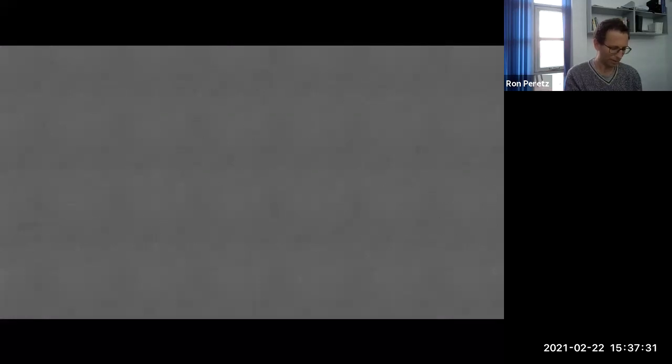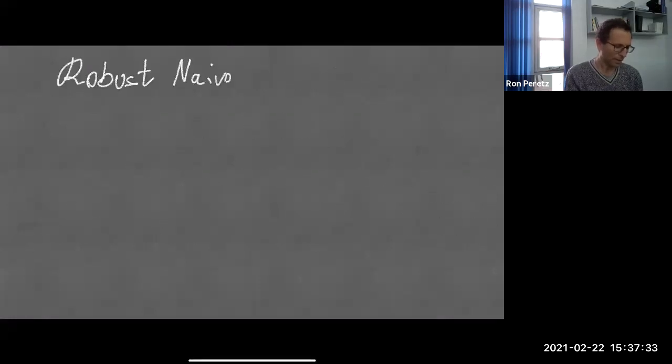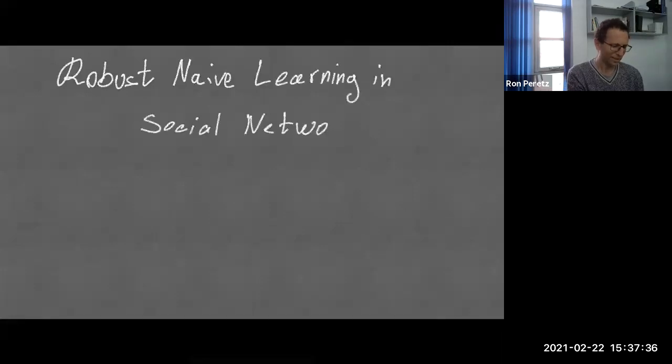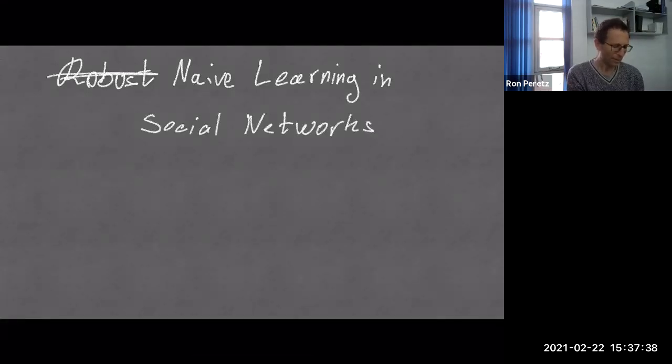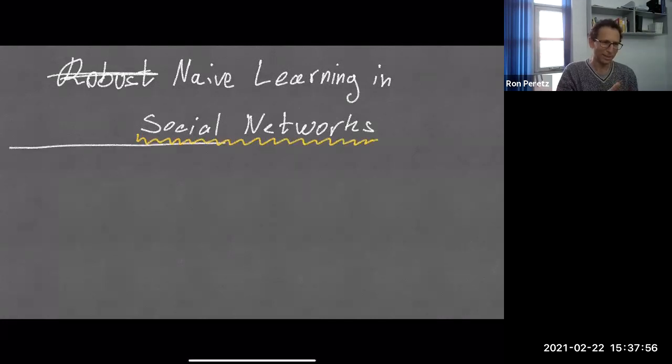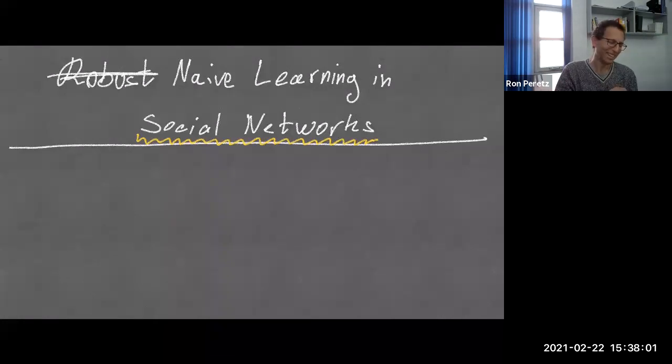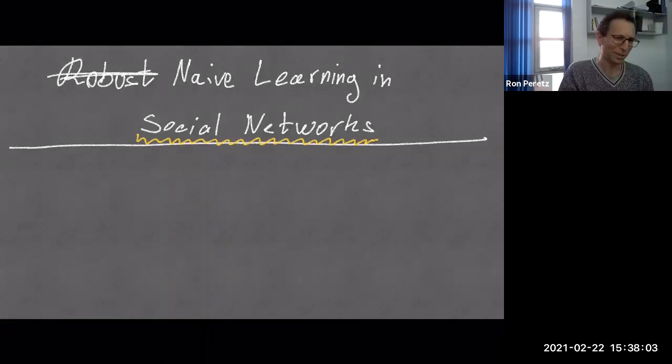And let me start. Okay, so this is the title. And I will start by removing the word robust. Naive learning in social networks is something that we didn't invent, so I will just start explaining what this thing is. And I will start with the network. You can see that I'm excited about my iPad more than the topic. I can't help it, I'm sorry.